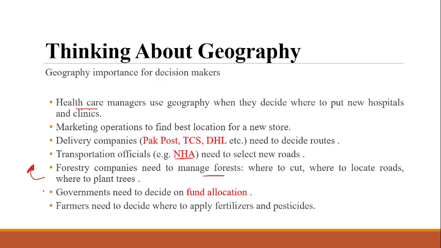Government needs to decide fund allocation. For example, if we take a map of any area which is more congested, the government can allocate funds for that specific area. Farmers need to decide where to apply fertilizer and pesticides. So through GIS, a farmer can also use fertilizer and pesticides for the purpose of farming.